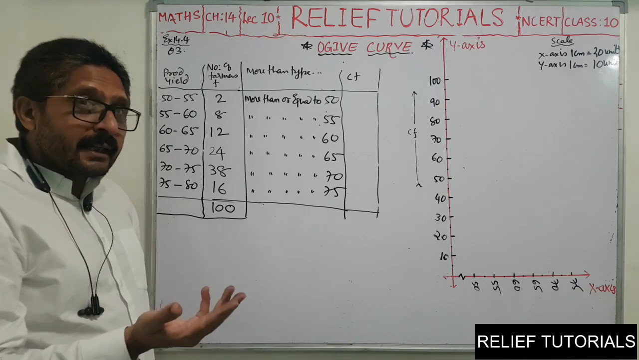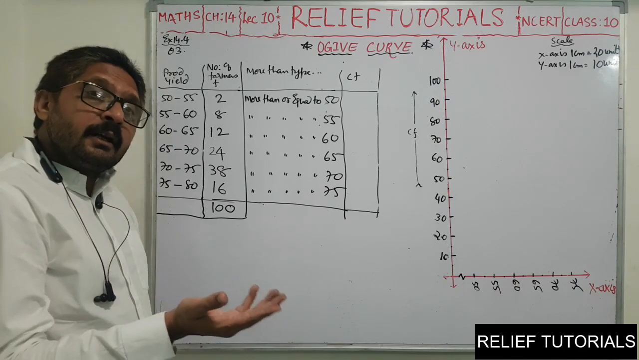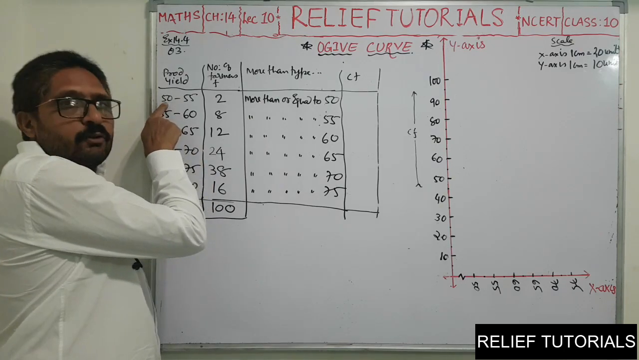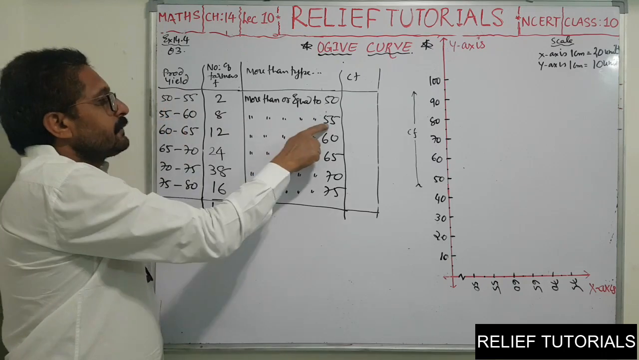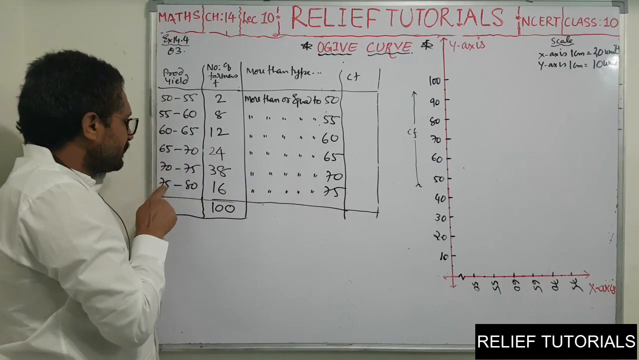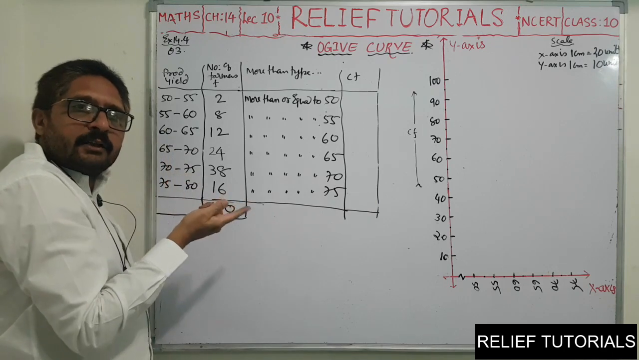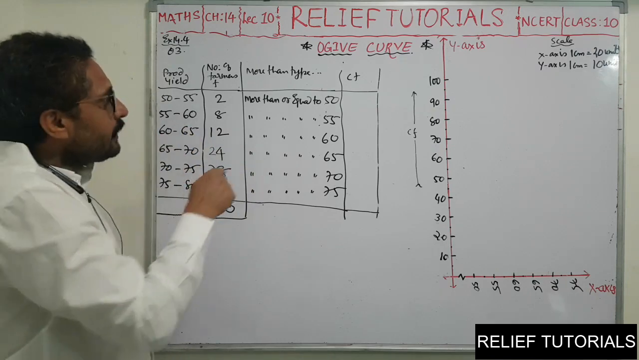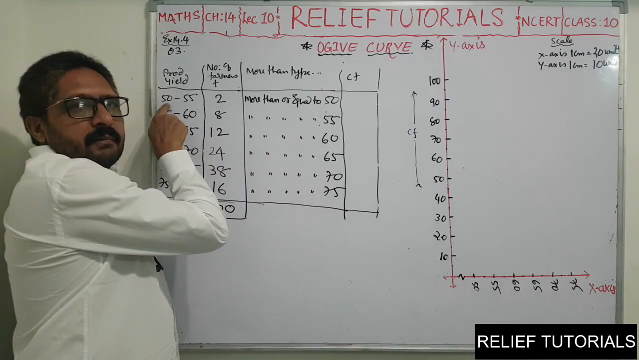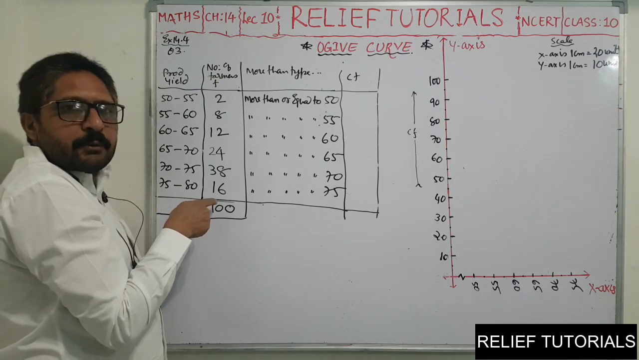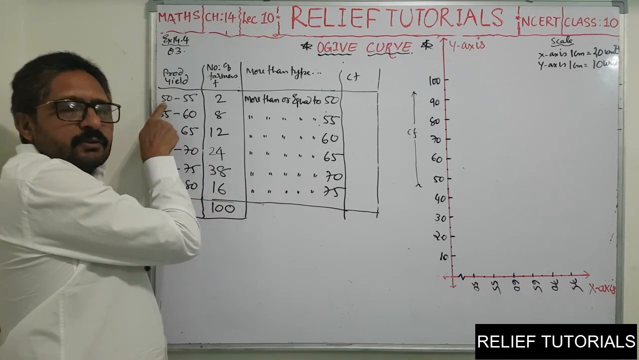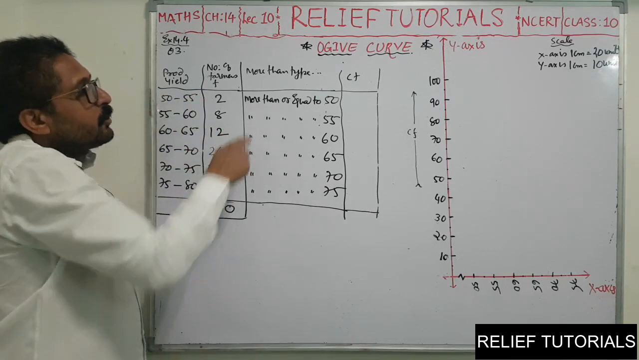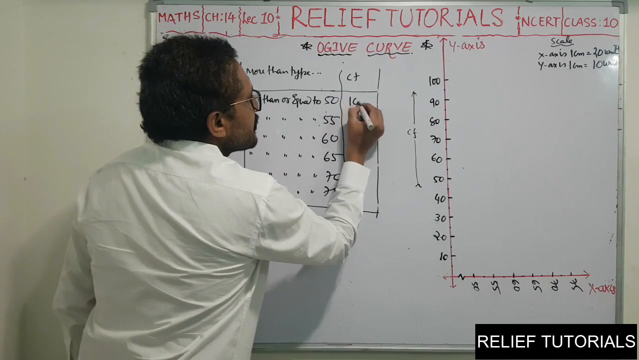So you know that in more than type, what will you consider? You will consider the lower limit of the respective class interval. So now more than 50, this is the lower limit. More than 50, more than 55, more than 60, more than 65, more than 70, more than 75. So in more than you will take the lower limit and in less than you will take the upper limit. Now more than or equal to 50. Each and every farm's production is more than or equal to 50. There is no farm whose production is less than 50. So all the farms, that is 100. So more than or equal to 50, what cumulative frequency do you get here? 100.